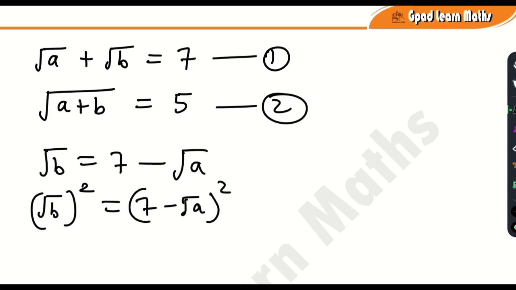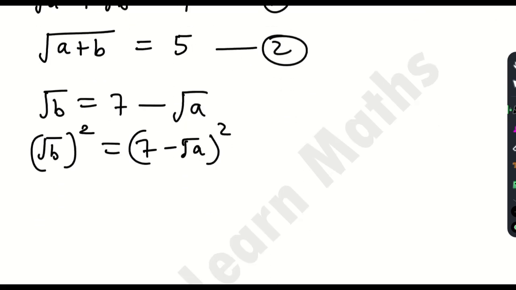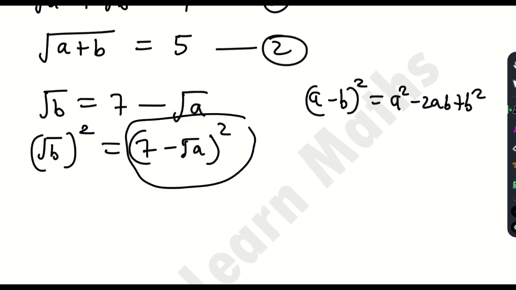Okay, now let's expand this. You already know one of the algebraic identities. If you have a minus b all squared, this can be expanded to a squared minus 2ab plus b squared. This is what you have when you expand like this, one of the algebraic identities. So that's what we're going to be doing when we expand 7 minus root a all squared.